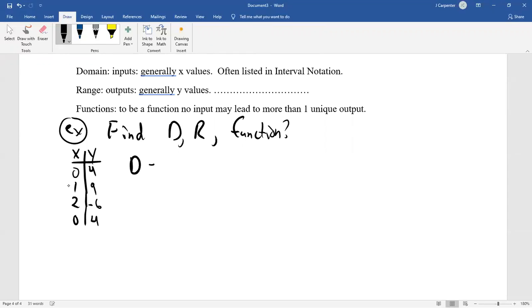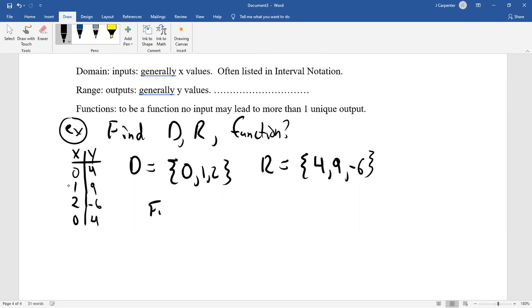The domain of this one, because these are finite elements, you do curly brackets, 0, 1, and 2. I don't need to list the repeat. You just list them each once. The range is 4, 9, and -6. They don't even have to be in order because of this type of problem. Now, when we're talking about regular functions that are continuous, their equations, things like that, this would not be okay. It would go to interval notation. This is not interval notation.